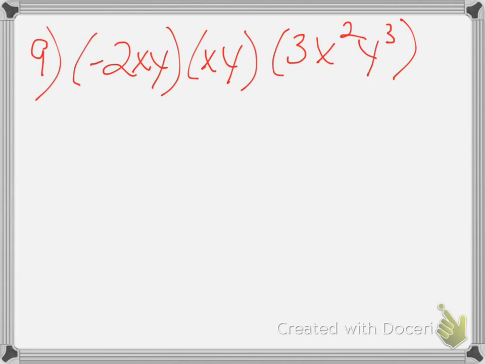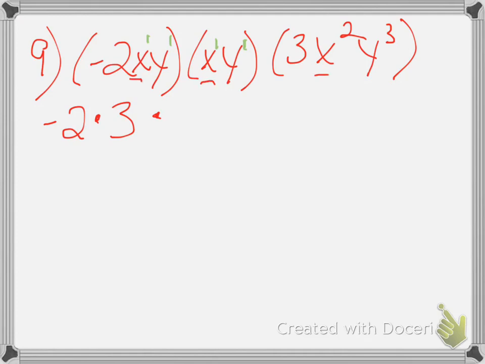So let's group our numbers. Negative 2 times 3. Now don't forget, all of these numbers have an invisible exponent of what? 1. So there's not a variable that's x, y. Okay, so we have negative 2 times 3, and then we're going to group our x's together.